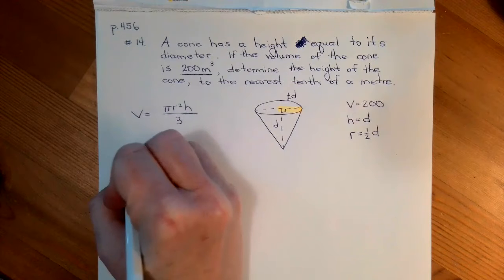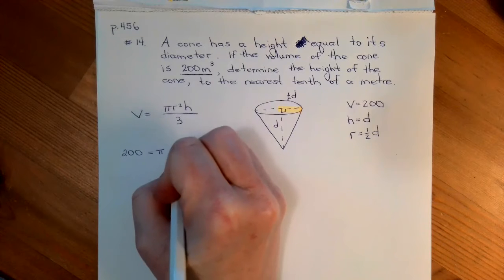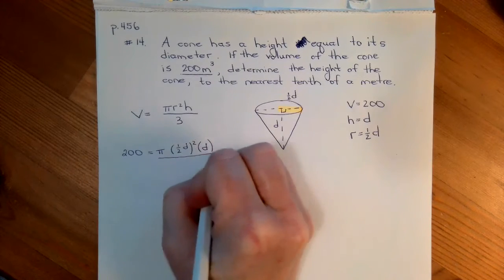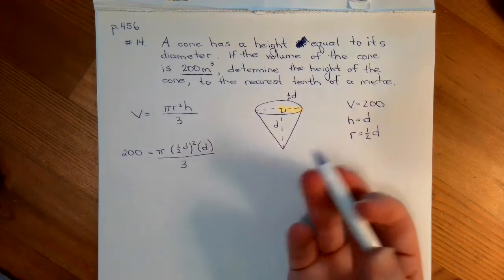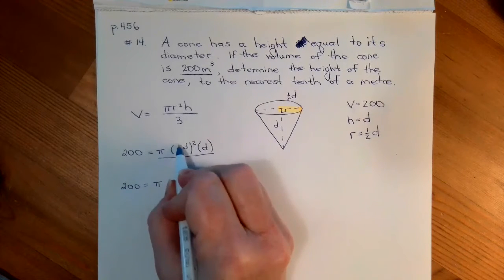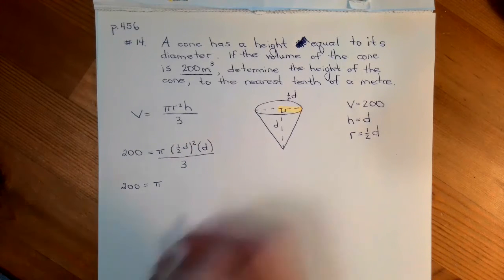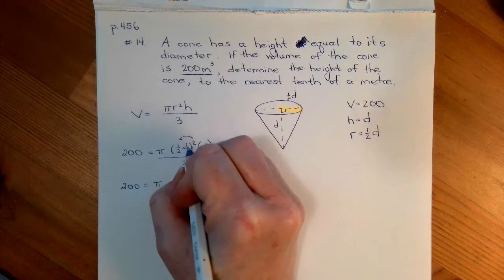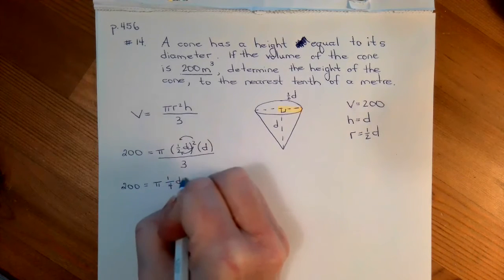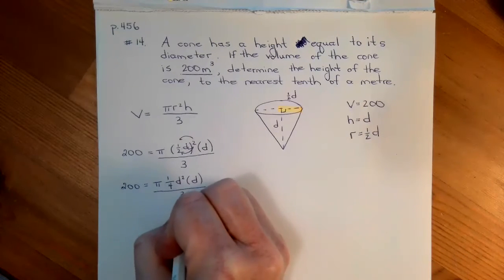So we have 200, which is the volume. We have pi. Then we have our radius squared, so that is 1/2 d all squared times d all over 3. So I can simplify this a little bit. I get 200 is equal to pi. Because this is a multiplication and this is a division, this squared goes with all the pieces inside. So the squared goes with the 1, the squared goes with the d, and the squared goes with the 2. So 1 squared is 1, 2 squared is 4, and d squared is d squared. And that's still being multiplied by d, and that is all over 3.